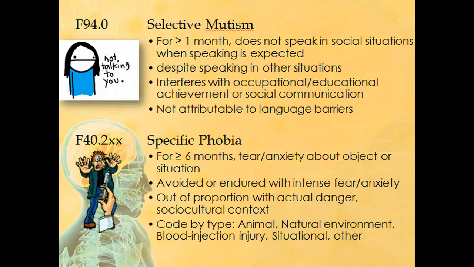Selective mutism, moving on from separation anxiety. This is when you have a person who for more than a month does not speak in social situations when speaking is expected. More than 1 month, that's a long period of time. It's not just an adolescent being difficult one day and deciding not to speak to their parent or anyone else.